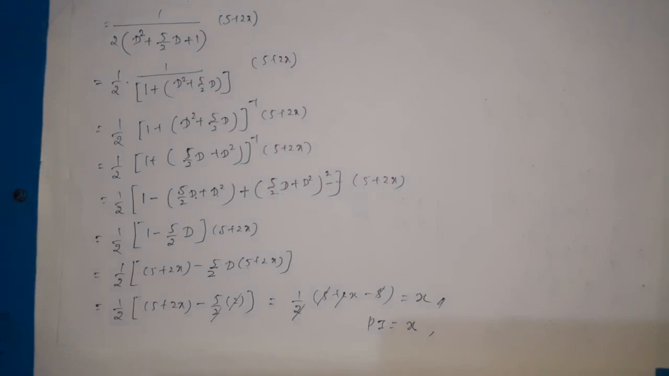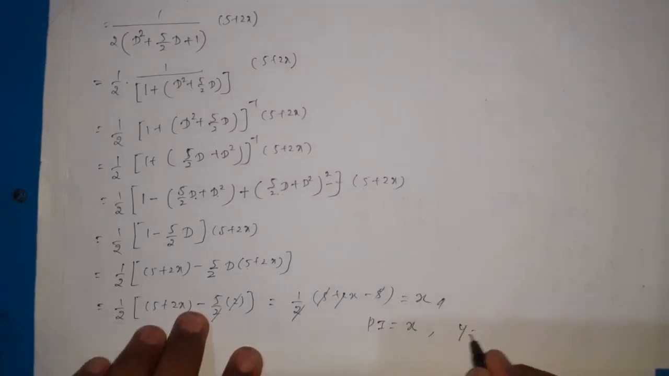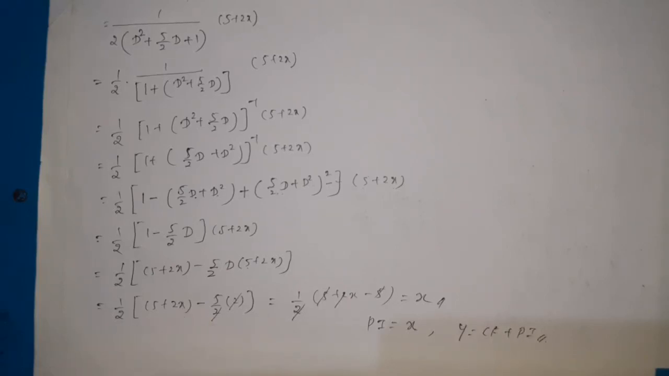So after considering the particular integral, write the complete solution y equal to CF plus PI. So this is the way to solve the particular integral of the third type, meaning whenever the RHS is of the form x power m.